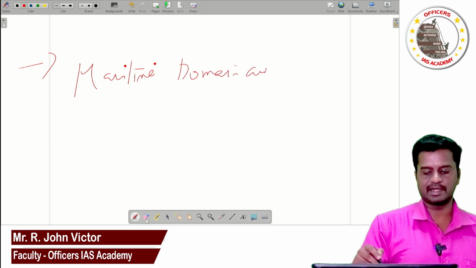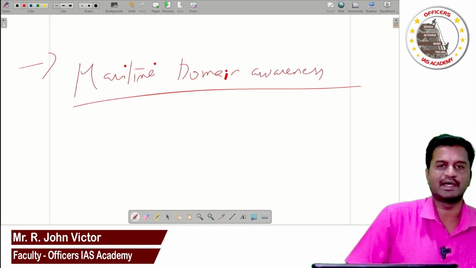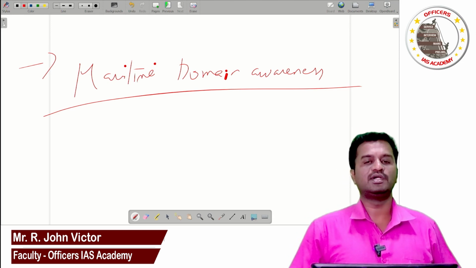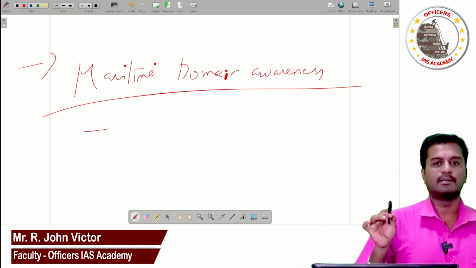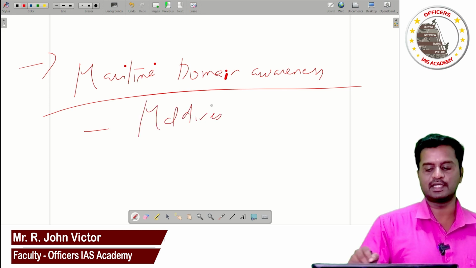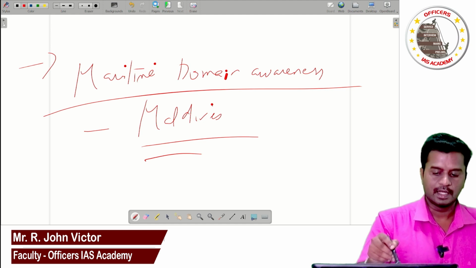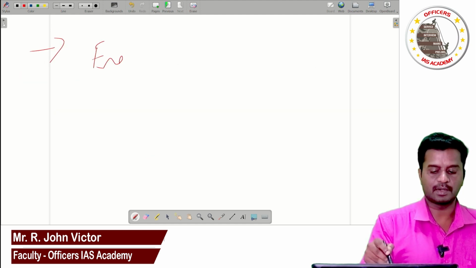Maritime domain awareness. In simple words, maritime domain awareness means studying about the oceans, opportunities, challenges, and so on. So here Maldives is a very important player because it is strategically located in the Indian Ocean region. Thirdly, Maldives is a key to energy supply from the Middle East.